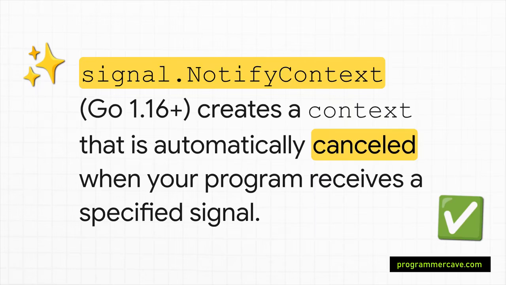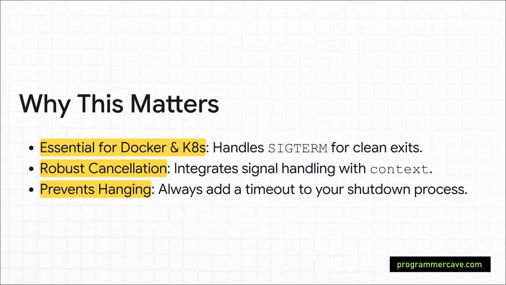Since Go 1.16, we've had this amazing helper function called signal.NotifyContext. What it does is create a context that gets automatically canceled as soon as one of your specified signals comes in. It's a brilliant and clean way to tie signal handling into the rest of your concurrent program. And look, this isn't just a nice to have. In a real production environment, this is absolutely critical. For systems like Docker and Kubernetes, properly handling SIGTERM is how you play by the rules and allow your containers to shut down cleanly. In a microservices world, it prevents one messy shutdown from causing a domino effect of failures.